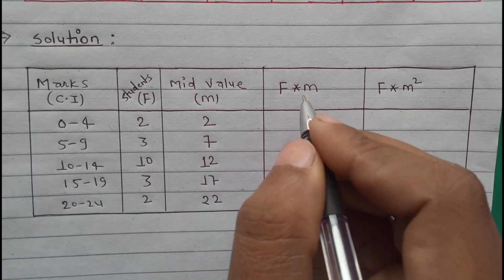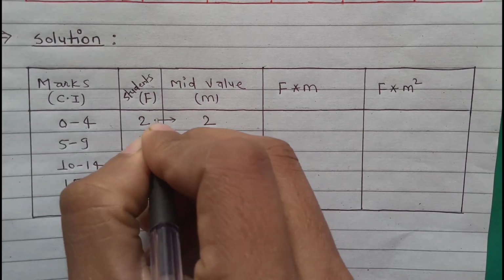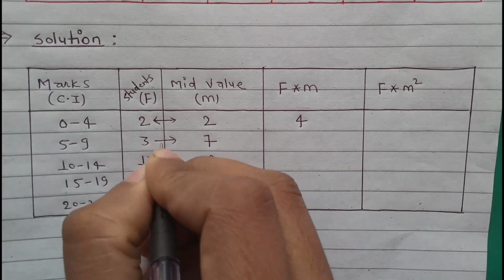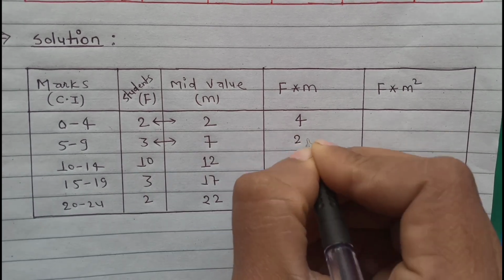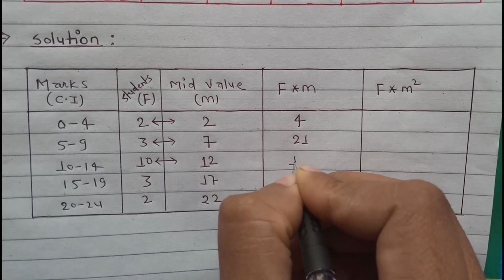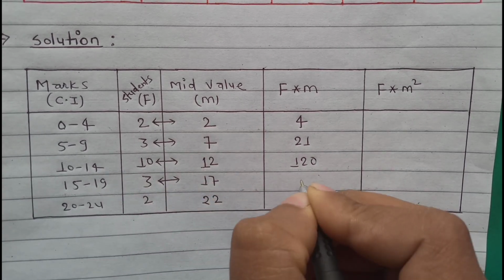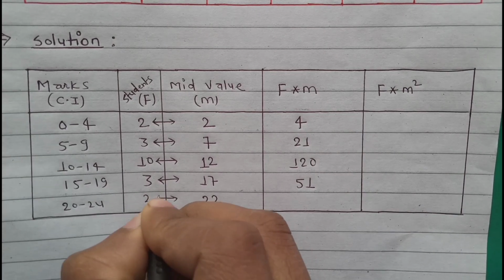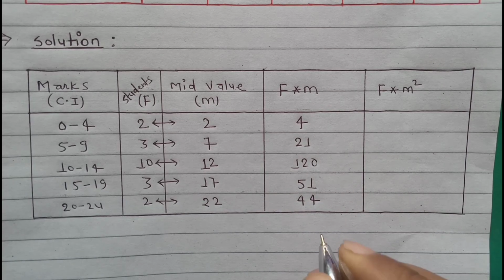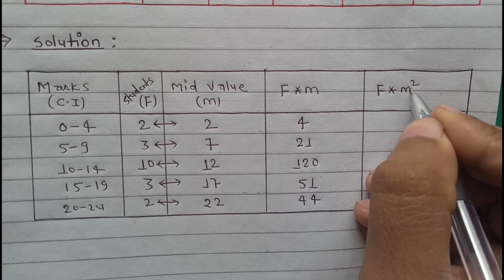Clear? Now there is f into m. That means we have to multiply both of these. fm: 2 into 2, 4. We have to multiply 3 into 7, 21. We have to multiply 10 into 12, that is 120. We have to multiply 3 into 17, that is 51. We have to multiply 2 into 22, that is 44.